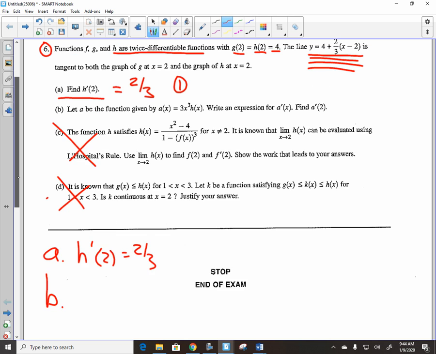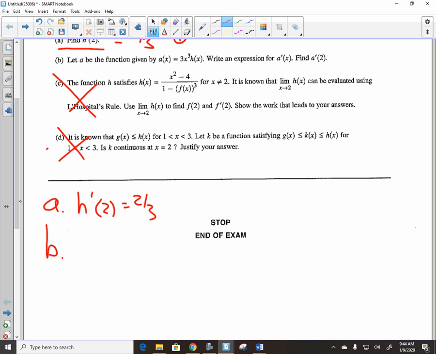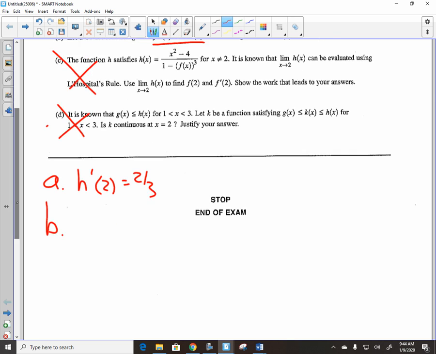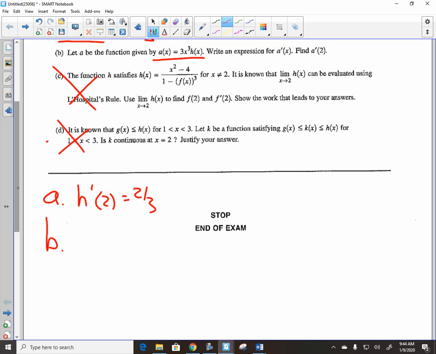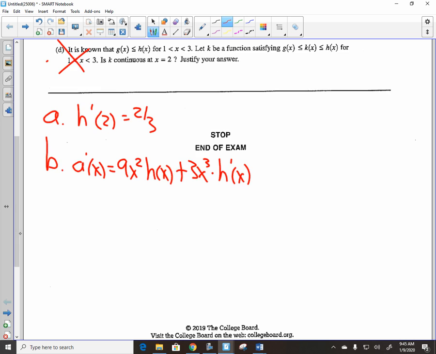For B, it says there's a different function, a, and it's given by that. Write an expression for a prime. Hopefully you knew you had to use the product rule in this situation. If you knew you had a product rule, give yourself a point. So we have a prime of x is equal to 9x squared times h of x plus 3x cubed times h prime of x.